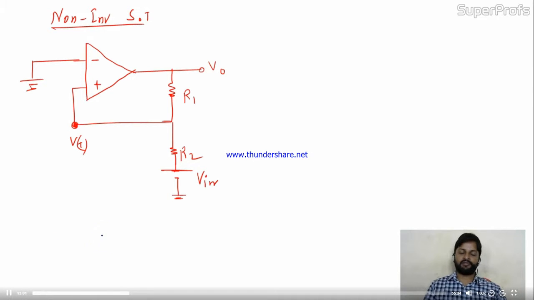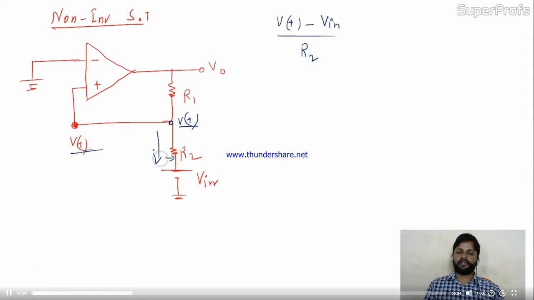So friends, please observe it carefully. If this is the VT over here, apply the nodal analysis at this point. So it will be VT minus V in divided by the resistance R2, the potential difference across R2, the current is over. Now here I have to take the current. It will be VT minus V0 divided by R1.